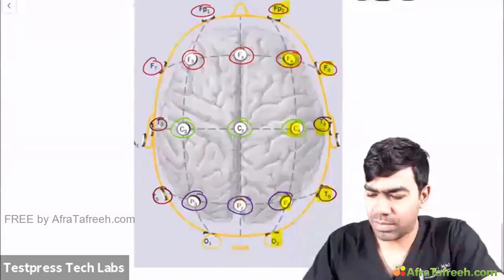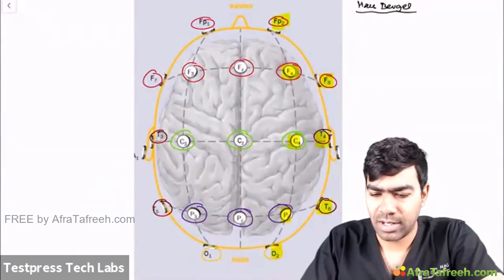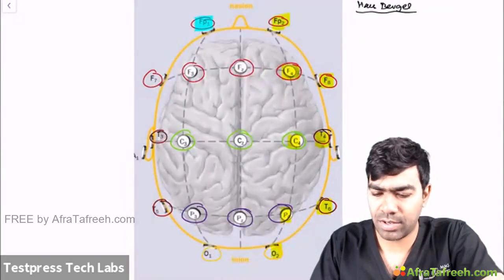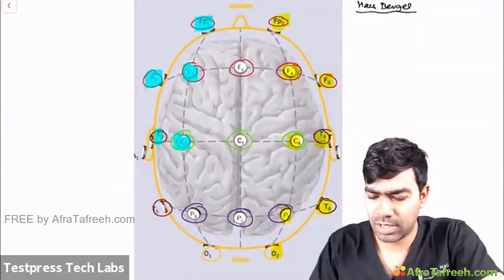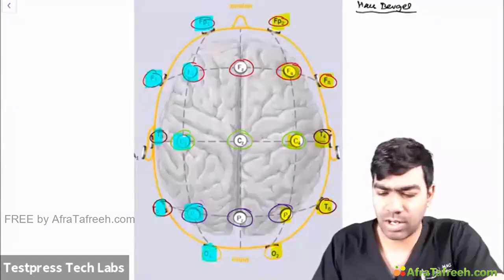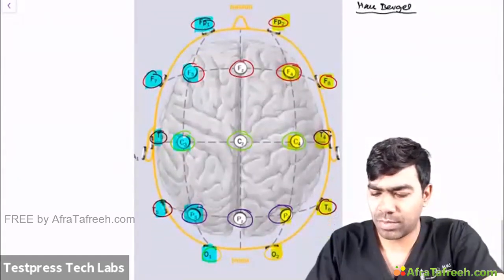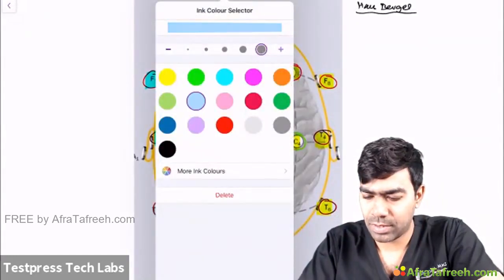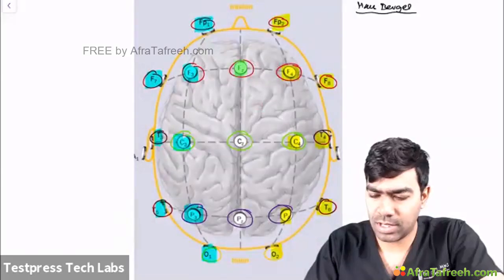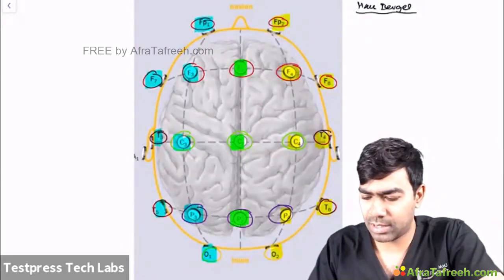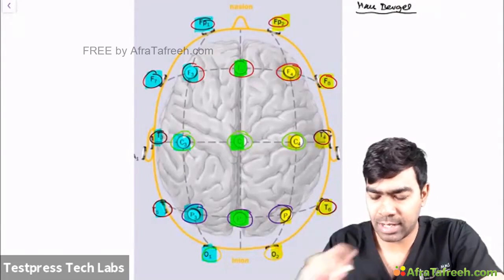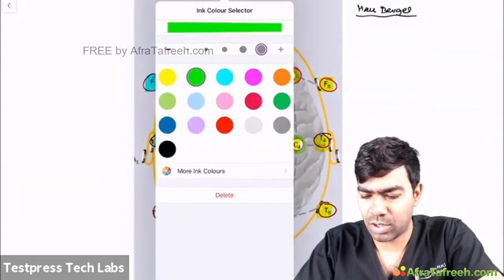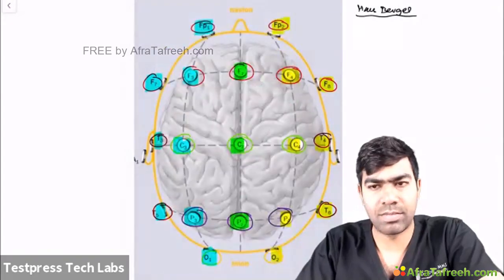So even numbers means you're dealing with the right side, and that's how we read the EEG. And whenever you see these kind of odd numbers, 3, 5, 7, 1, which means you're dealing with the left side. And on the other hand, if you're seeing this kind of Z, you're dealing with the exact center. It's not right, it's not left, you're dealing with the center. So this is one thing that you need to note.